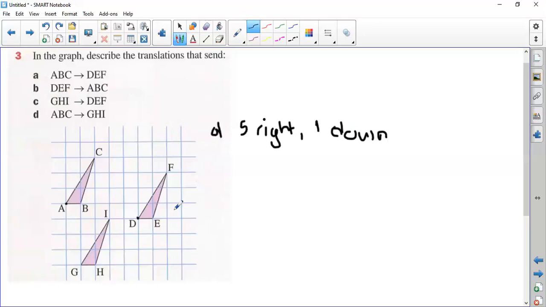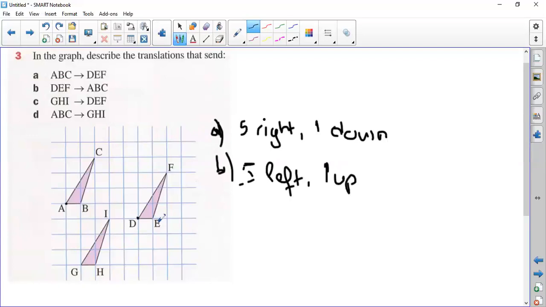DEF to ABC. Now we have to look at the inverse. So D goes to A. We said first we have to give the horizontal movement. So D to A goes 5 units to the left this time. Okay, so B, it goes 5 units to the left, and 1 up. Okay, so now we have the inverse movement of this figure.